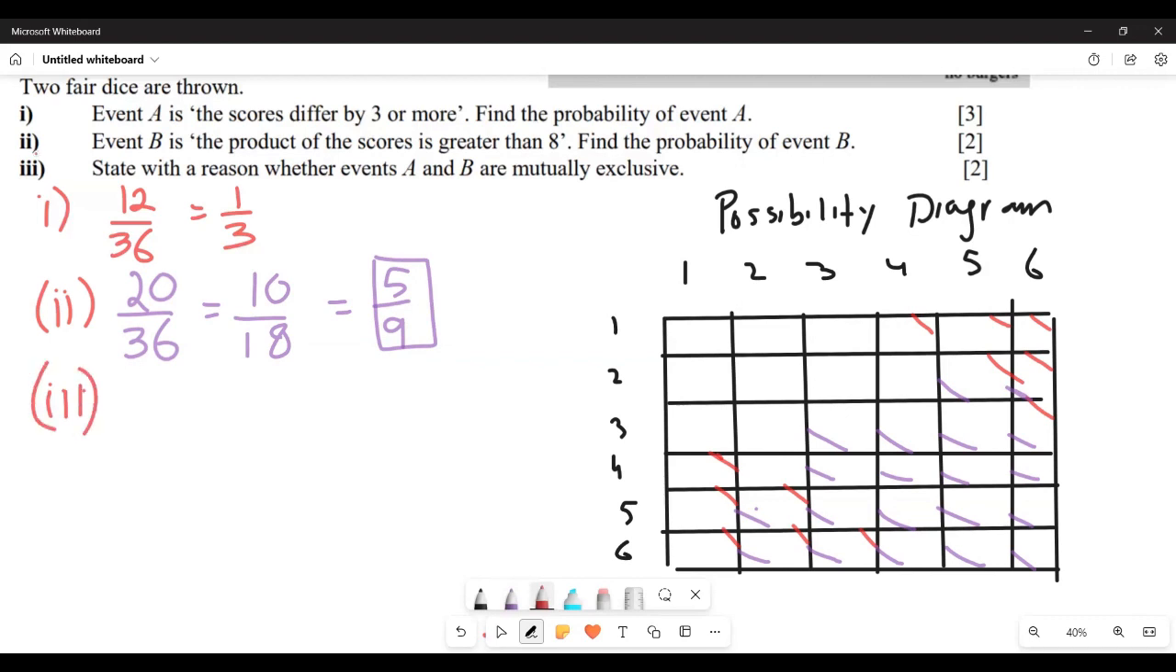State with the reason whether events A and B are mutually exclusive. What were mutually exclusive events? In terms of sets, they do not have an intersection. So we have an intersecting region. Look at this case, 2 and 5 fits in event A as well as event B. 2 and 6 fits in event A as well as event B. Basically the ones where I have put both red and purple lines are the overlapping part. So this is not mutually exclusive.